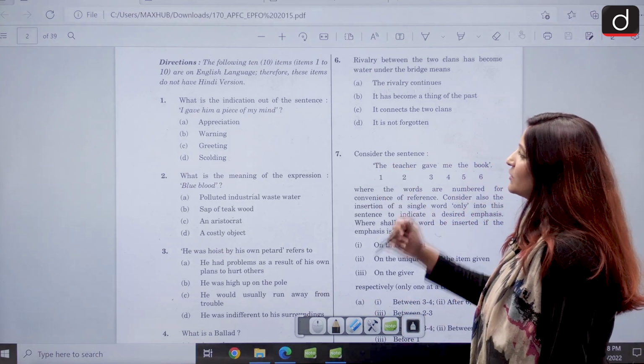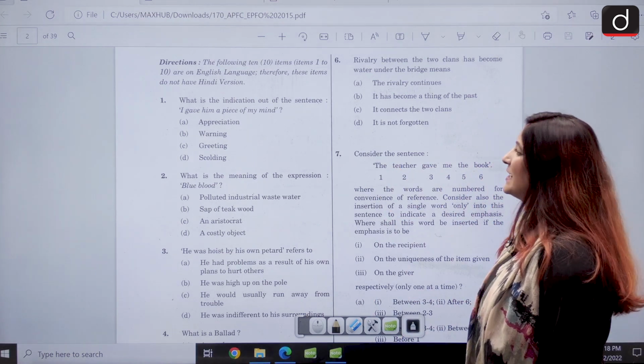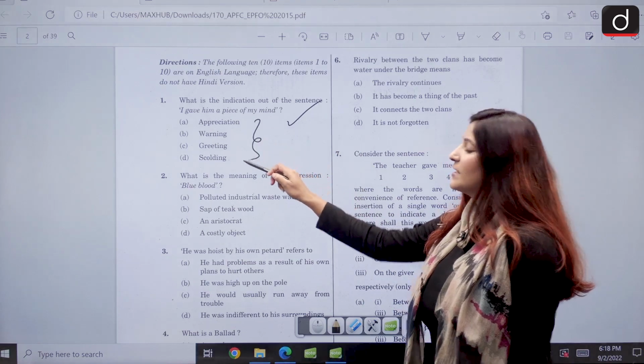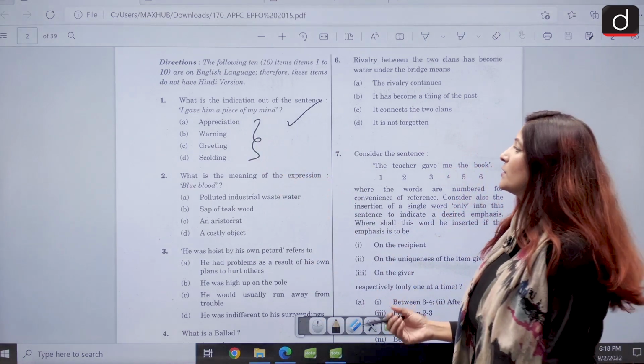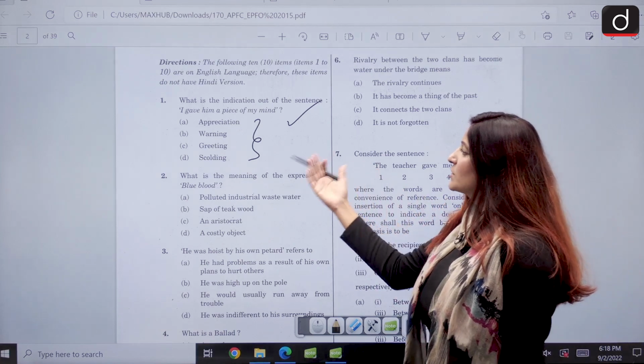Suppose this is the first question. What is the indication out of the sentence? I gave him a piece of my mind. Okay. So then you have to select what is this particular suggestion indicating towards. It is an appreciation, then warning, greeting, or scolding.